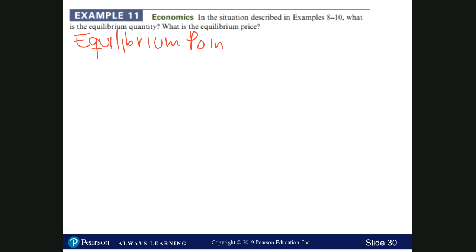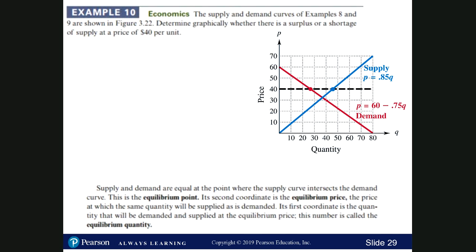And that one, of course, it's a point, so it needs to have two coordinates, Q for independent and P for dependent instead of X and Y. And that will happen whenever the graphs of those two functions intersect. And that will be right here.